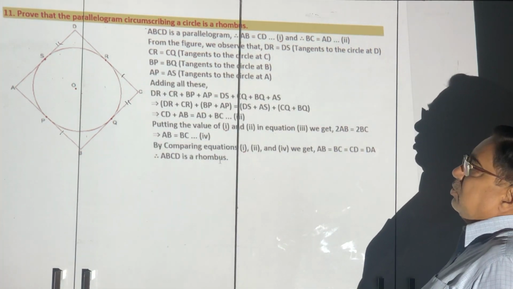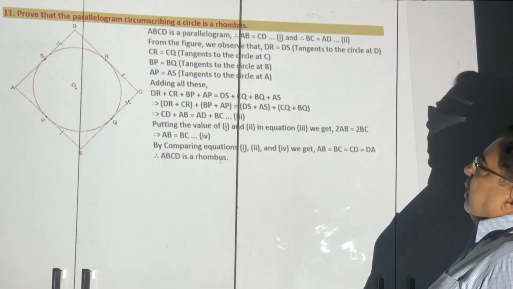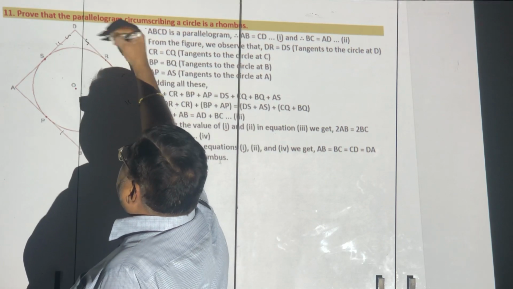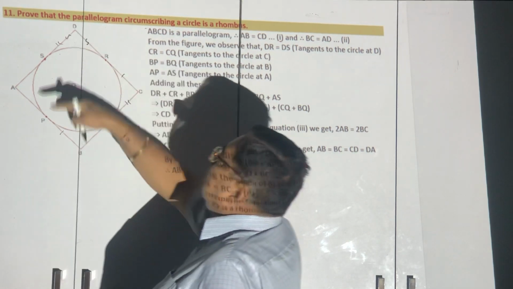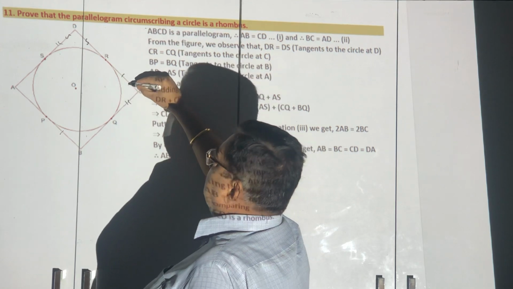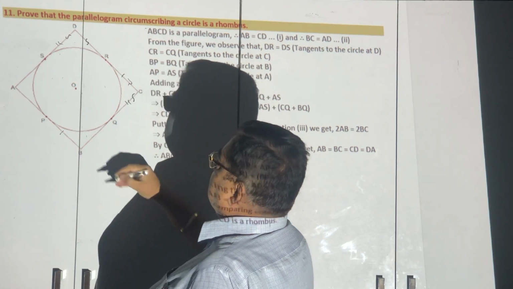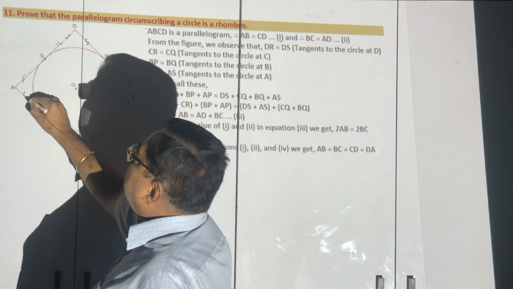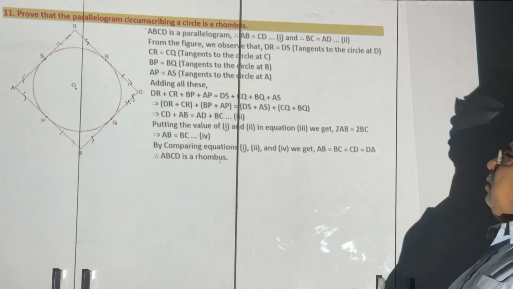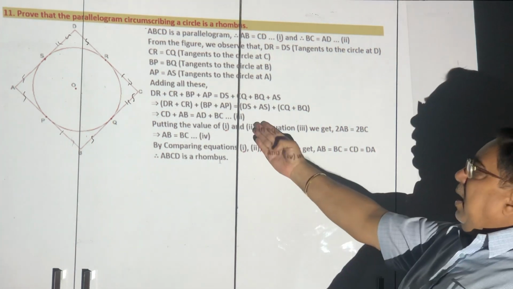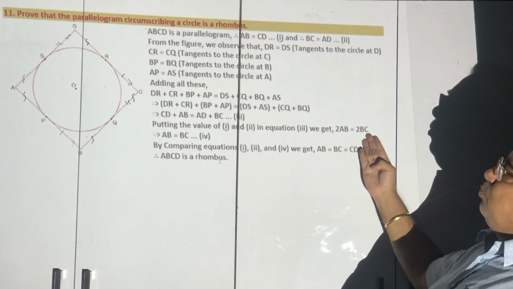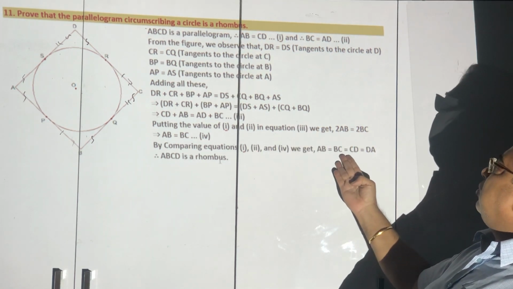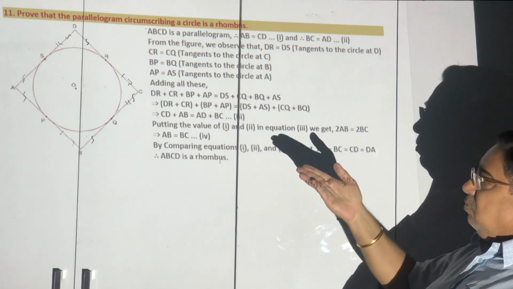Okay, tangents to a circle. Next, we will say that this is congruent to this. Tangents drawn from an external point to the circle are congruent, and this is congruent to this. This is congruent to this, my friends, and this is congruent to this. You see? Now, when I add them up, I will get 2AB is equal to 2BC. Therefore, AB is equal to BC. And then we have CD is equal to DA similarly.